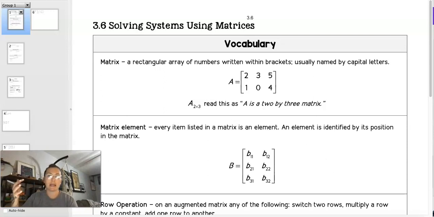Alright, so matrices are a rectangular array of numbers written within brackets. It's usually named by a capital letter. So if we look at this first one, this one would be called matrix A. And then matrix A is a 2 by 3 matrix. The way we name these, we name them by their size. It goes rows by columns. So there's 2 rows and 3 columns. So this is a 2 by 3 matrix.